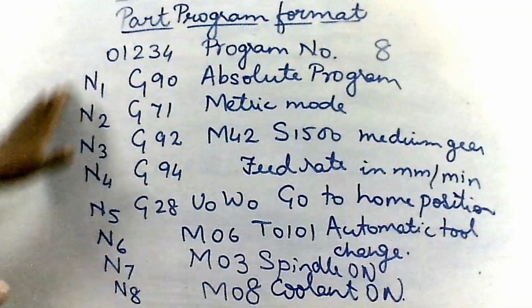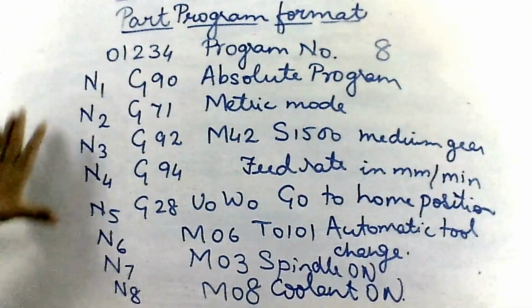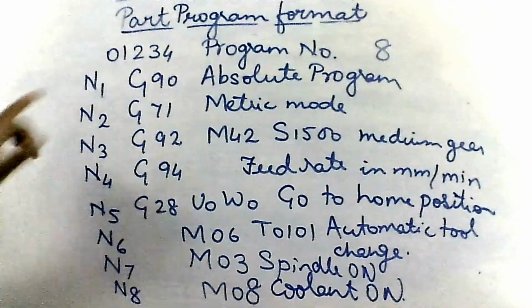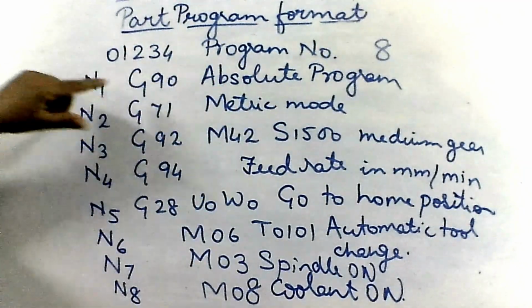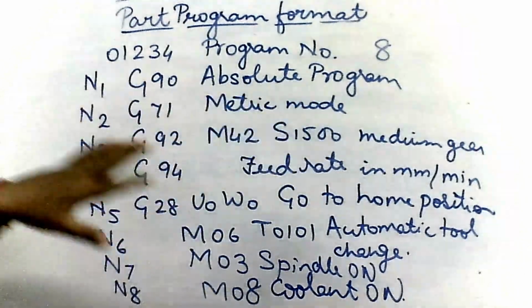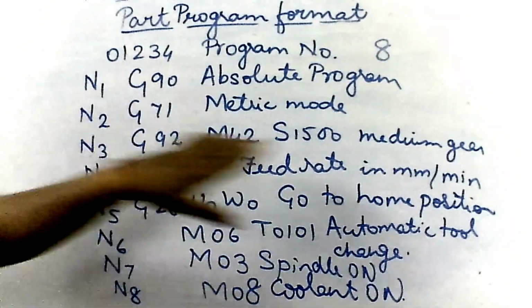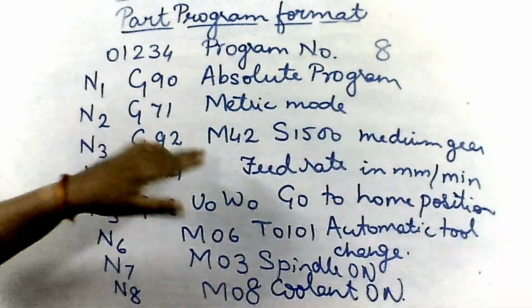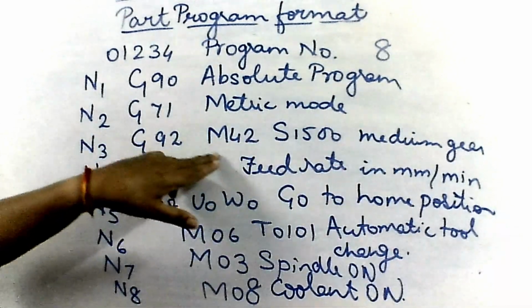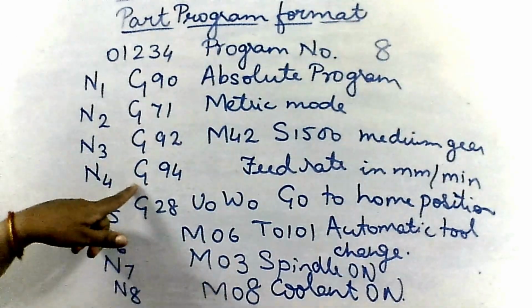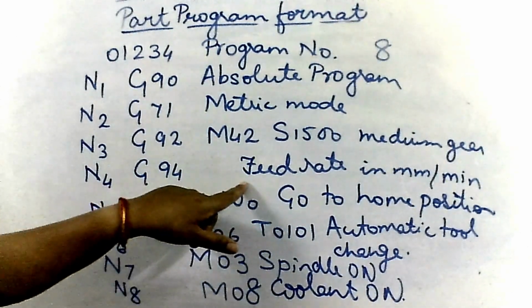So these are the 8 parameters which you have to write in any CNC turning program. First is the program number. After that, G90, that is absolute programming mode. Then G71, that is metric mode. G92, that is for maximum spindle speed clamp. Along with that, you mention the gear and the speed in RPM also. Then G94, which is used for feed rate in mm per minute.